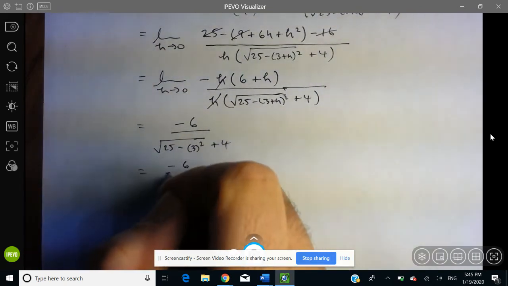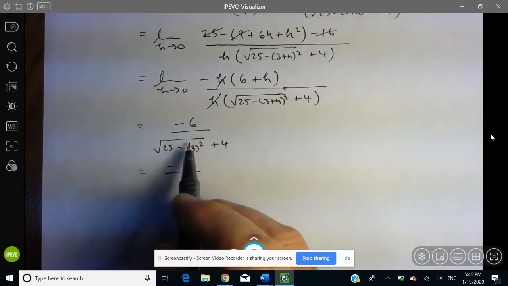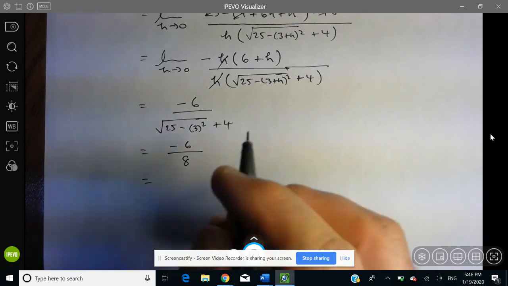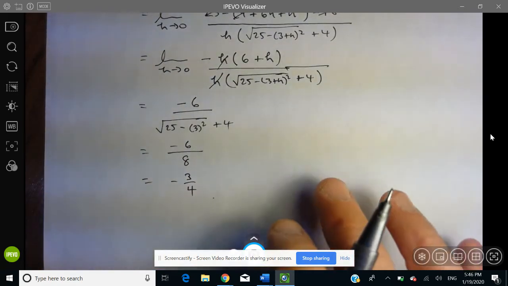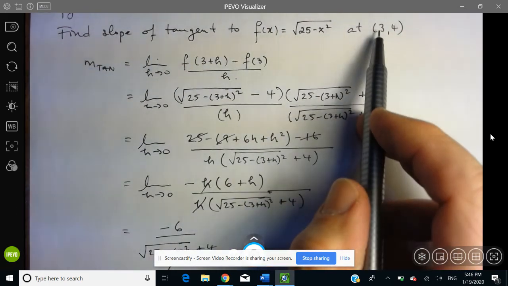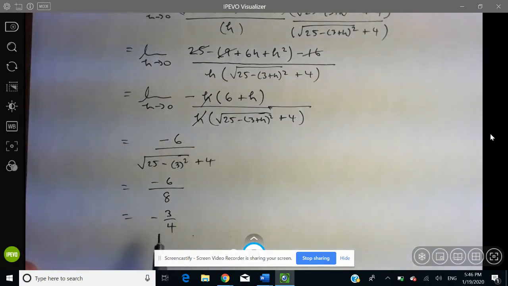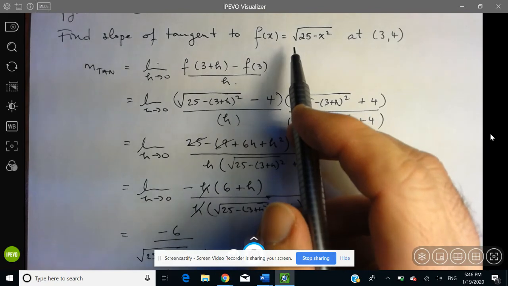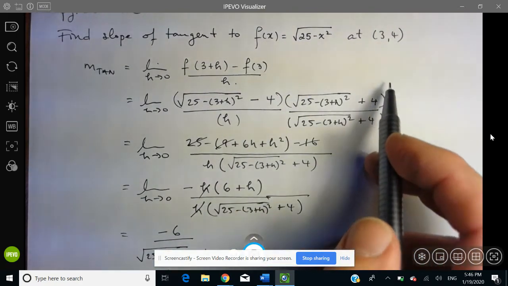Let's keep simplifying. So negative 6 over, 25 minus 9 is 16. The square root of 16 is 4. 4 plus 4 is 8. And so I reduce that and I get negative 3/4. That tells me that the slope of the tangent to this curve at the point (3, 4) is negative 3/4. Presumably, if I were to graph this on Desmos, you would see that at (3, 4), the slope of the tangent would be negative.